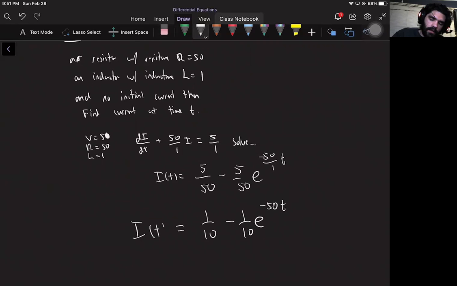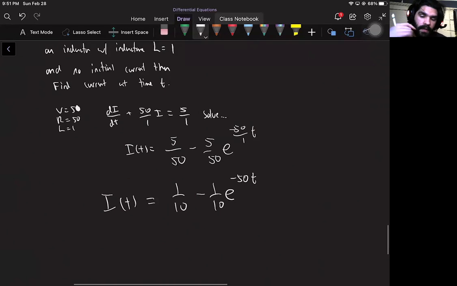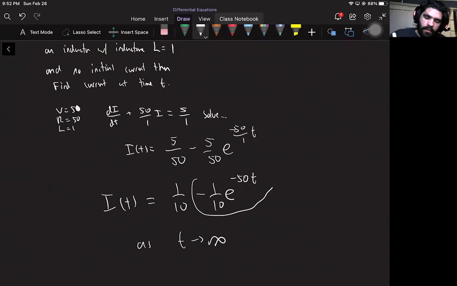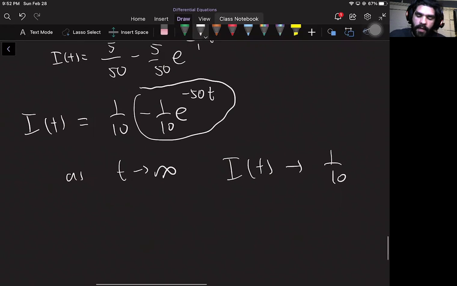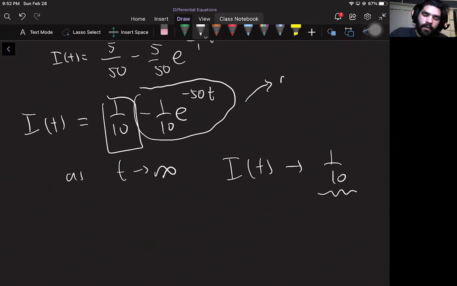So this is how much current there will be in this circuit after time t. So notice there's sort of something like terminal velocity, but I guess it's terminal current. As time goes to infinity, this will go to 0 because of the exponent being negative. So then the current will approach just this 1/10. It doesn't just disappear, which makes sense because the battery is constantly providing the voltage, so the current shouldn't ever just stop. It goes towards this number here, because this goes towards 0. Okay, so that's another cool application of differential equations.